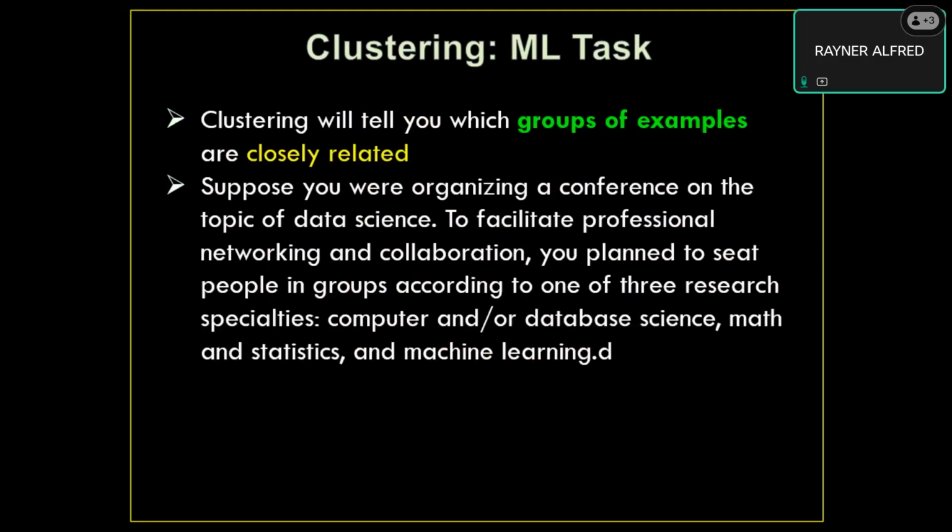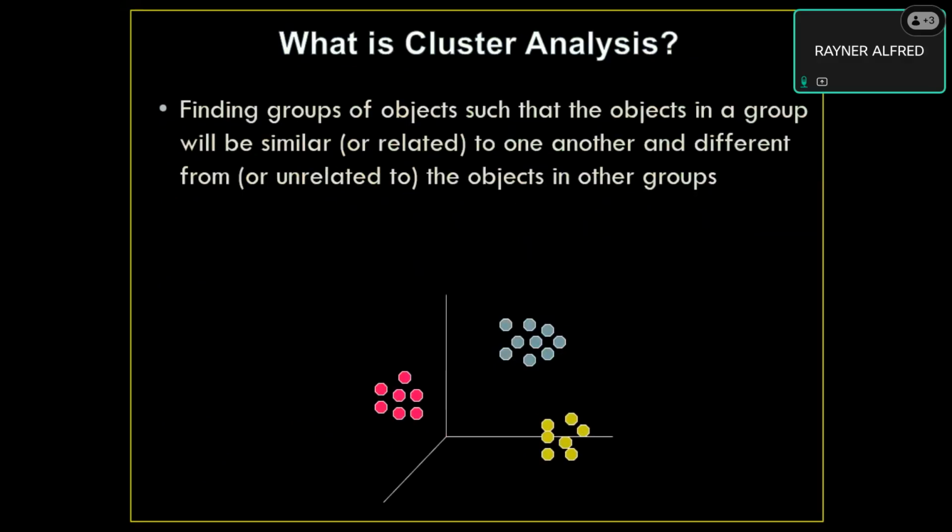Like I mentioned just now, clustering will tell you which groups of examples are closely related. So what we want to show here is that there will be a grouping in your data set, and your task is to identify this grouping. For instance, we want to find groups of objects such that objects in the same group will share similar characteristics, and objects in different clusters will have different characteristics.